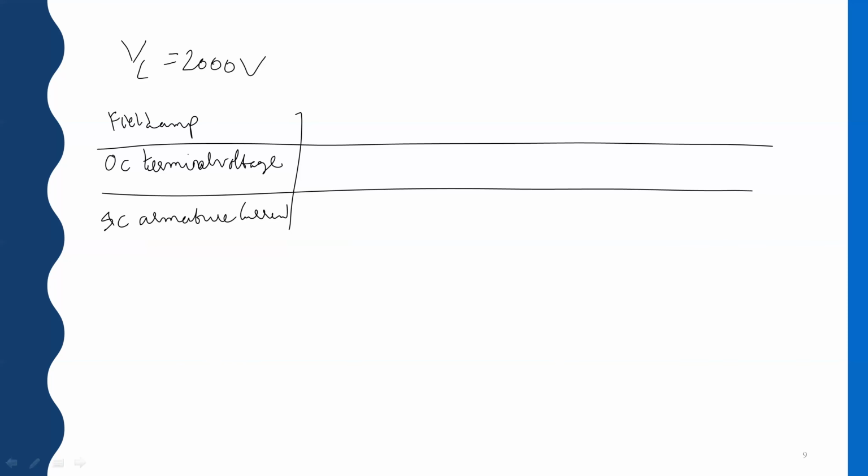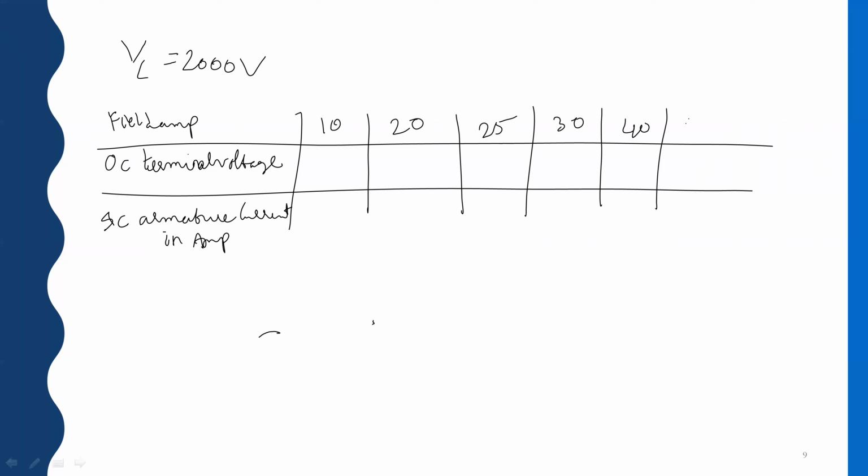Armature current in ampere. So you will be taking 10, 20, 25, 30, 40, 50. Similarly, in your lab, you have to find out your currents versus voltage in your OC test.